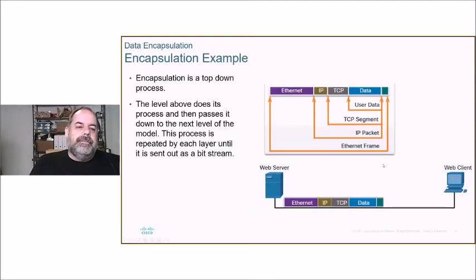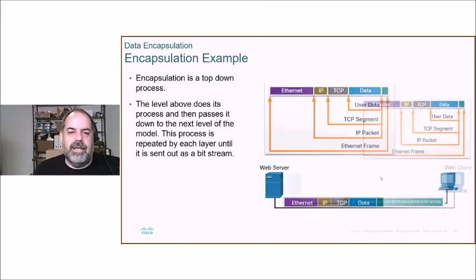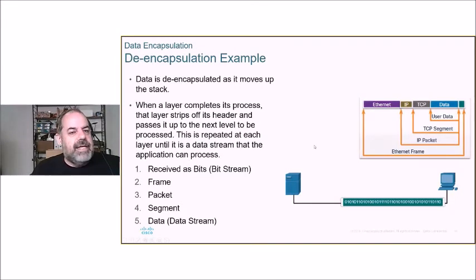Okay, so as we said, encapsulation is a top-down process. We have data, we then chop it into chunks, and then we start putting headers on it. The level above does its process and then passes it down to the next level. This process is repeated by each layer until it is sent as a bit stream by the physical layer, the bottom layer. And of course, de-encapsulation is the reverse of that process.